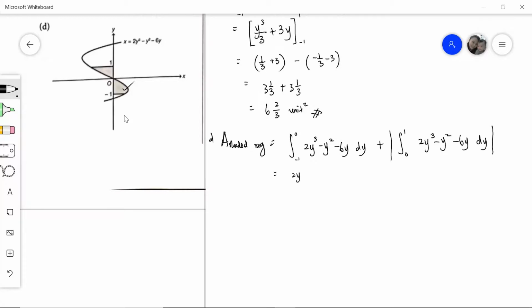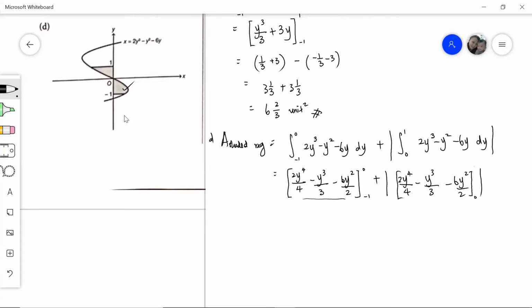We have 2y to the power of 4 over 4 minus y cubed over 3 minus 6y squared over 2, and then -1, 0 plus the modulus. We can copy this, or you do it one more time just to make sure you do it right. So 2y to the power of 4 over 4 minus y cubed over 3, increase the power by 1 divided by the new power, and then we're going to integrate them from 0 to 1.